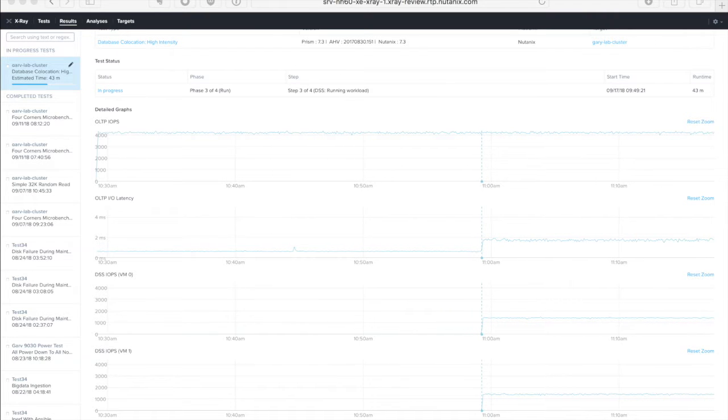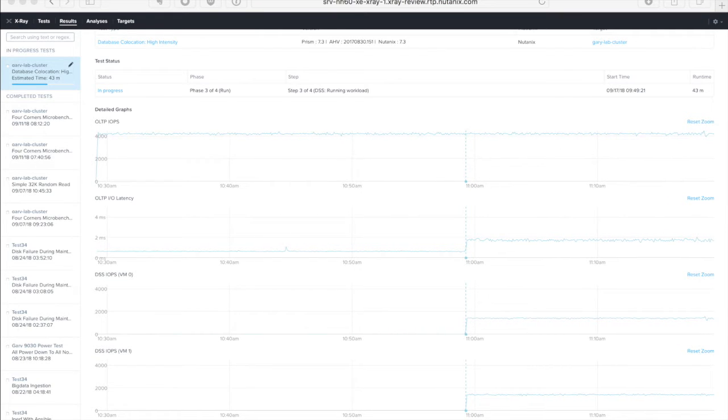And these two DSS VMs are on other nodes, and they're working away. There's very little impact to the OLTP workload, even though it's very latency sensitive. So in this example, we've shown how you can create dissimilar workloads. One is DSS, one is OLTP. And we've also shown how in X-ray you can begin things at different times. So we started with no interference, and then we started these interfering workloads about 30 minutes into the run.